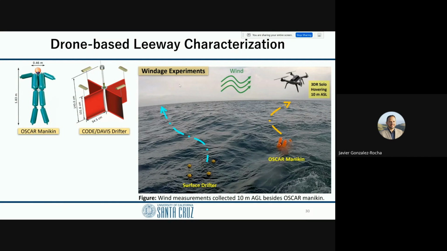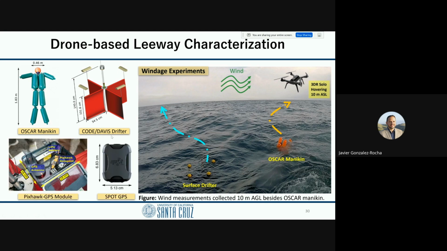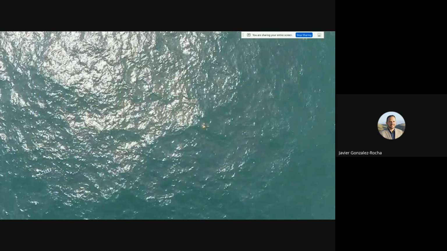In the ocean, we did very similar things. Here's the ocean mannequin, and then the Code Davis drifter, which many of you might be familiar with. We deployed both into the ocean at the same time, then used the drone to measure wind velocity over the mannequin, and collected position measurements based on these Pixhawk GPS modules, and then we computed the leeway.